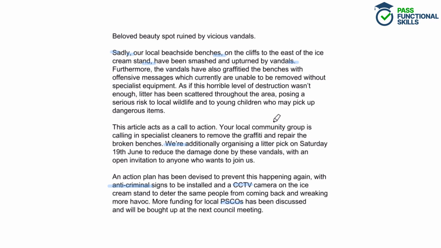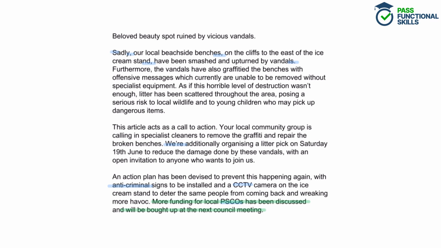We've also got the correct use of tenses in the answer. For example, in this last sentence, more funding for local PCSOs has been discussed and will be brought up at the next council meeting. We've got the use of past tense at the start. More funding has been discussed in the past. And then we've got future tense. It's been discussed and in the future it will be brought up at the next council meeting. So the correct use of tense there.